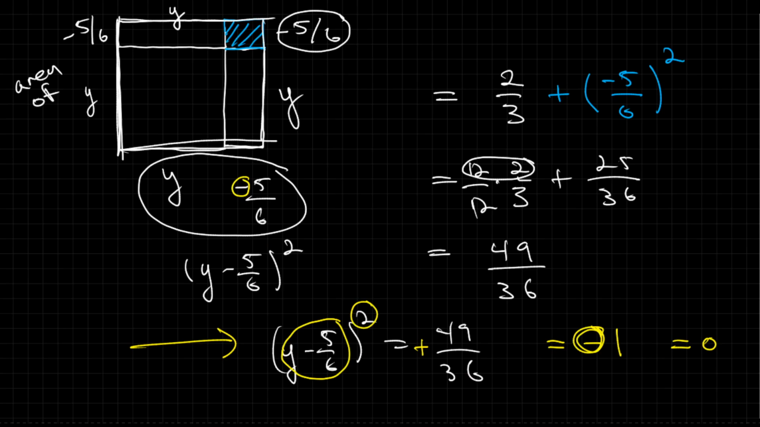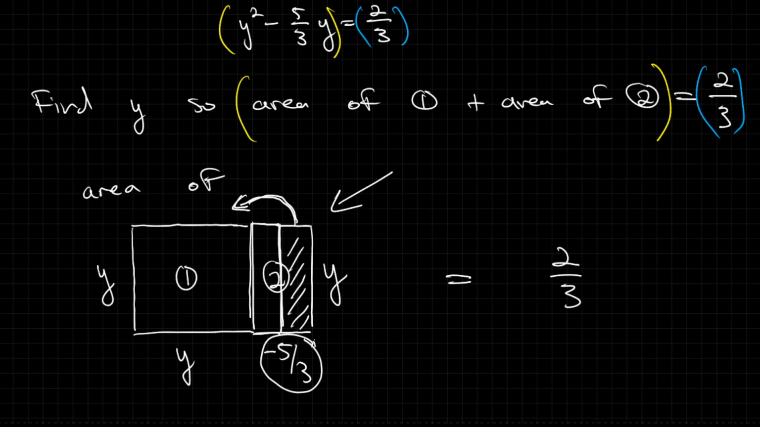And what we did here essentially was we added to both sides this plus negative 5/6 squared. And how did we get this negative 5/6? Well, it was this minus 5/3 divided by 2. So we're going to do exactly that. We're going to add negative 5/6 squared to both sides.